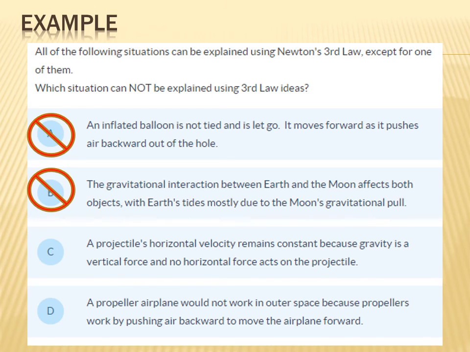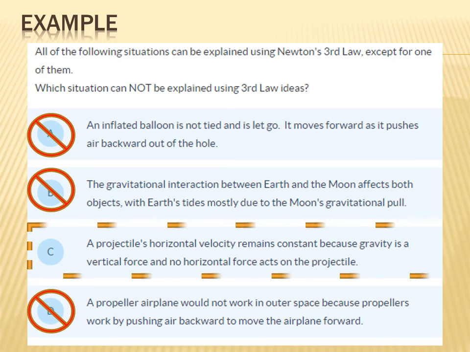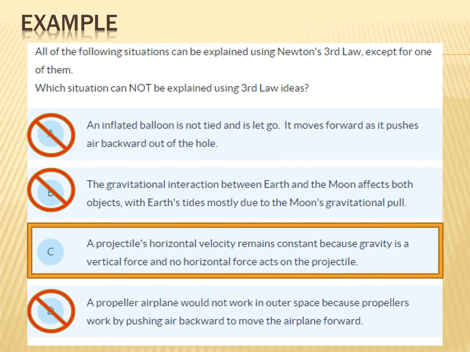D says a propeller airplane would not work in outer space because the propellers would work normally by pushing air backward to move the plane forward. That sounds like the air from the balloon in answer part A. So I don't think that's the answer either. That sounds like a third law thing. That only leaves C. This just talks about two-dimensional motion. This isn't dealing with Newton's third law.